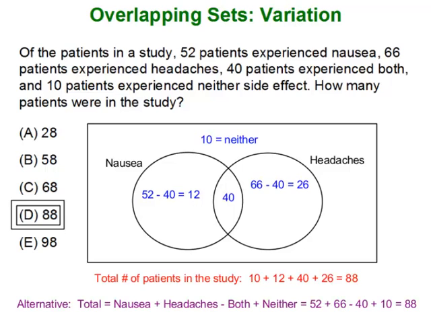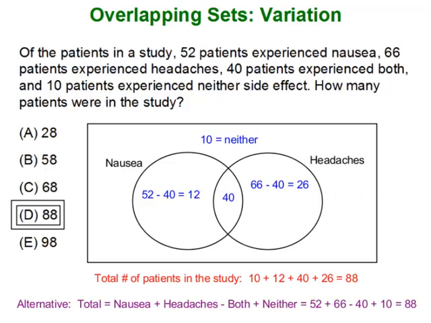And the same kind of idea would apply. You'd still label both first in your Venn diagram, and back that out of either of the distinct categories. So notice too, this is important to note, 52 experienced nausea. You can double check that within the nausea circle, there are 12 plus 40. And the same for headaches. 40 plus 26 is the total of 66 that have headaches.